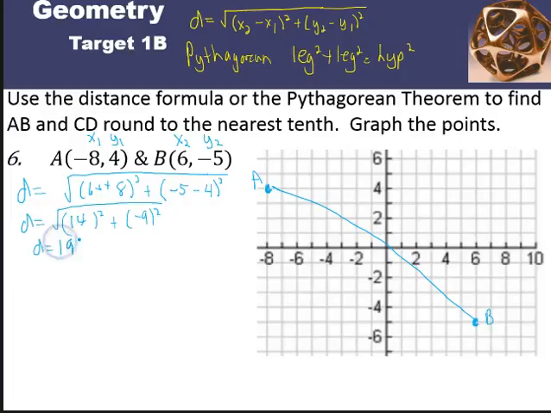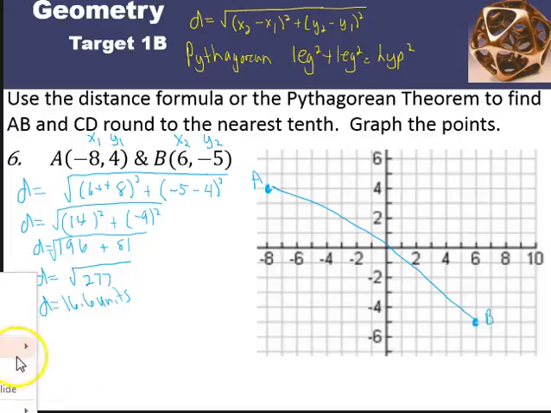And 14 squared is 196, and 9 squared is 81. And I believe 196 plus 81 is 277. And then I have to use my calculator to find the square root of 277. So I'm getting my calculator and I'm taking the square root. Yep, I got 16.6. So the distance is 16.6. So that's 16.6 units. Now that's one way.